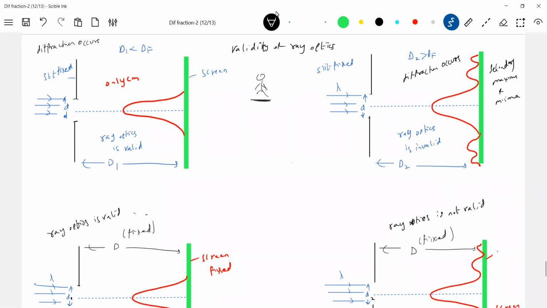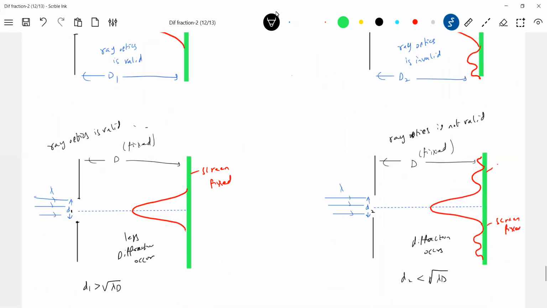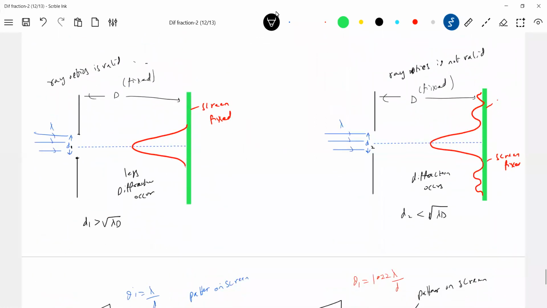Okay, now how to make secondary maxima and minima disappear? Either move the screen toward the slit or increase the width of the slit. If you increase the width of the slit, the secondary maxima will disappear and the diffraction effect will be negligible. If you decrease the width of the slit, it will come. So there's a reason why sometimes we are unable to see diffraction phenomena with the human eye.